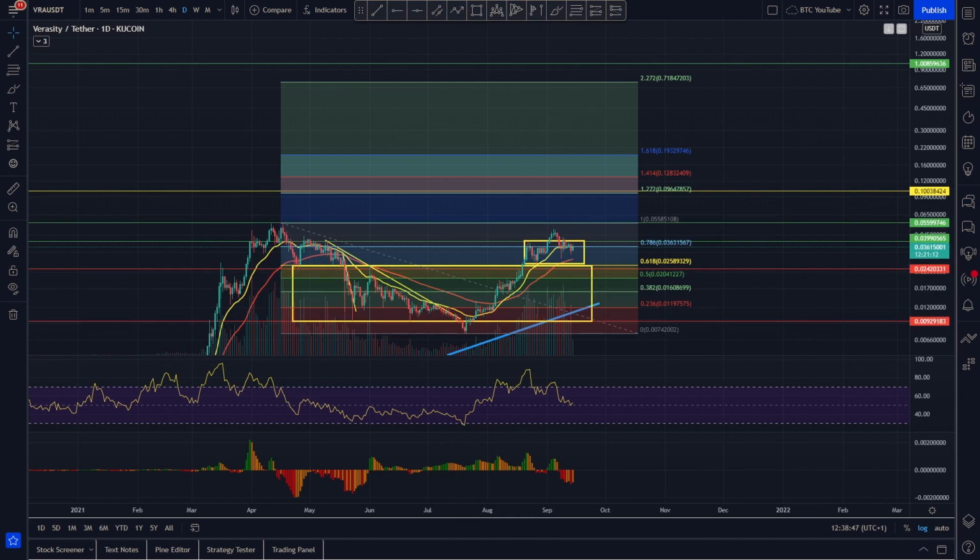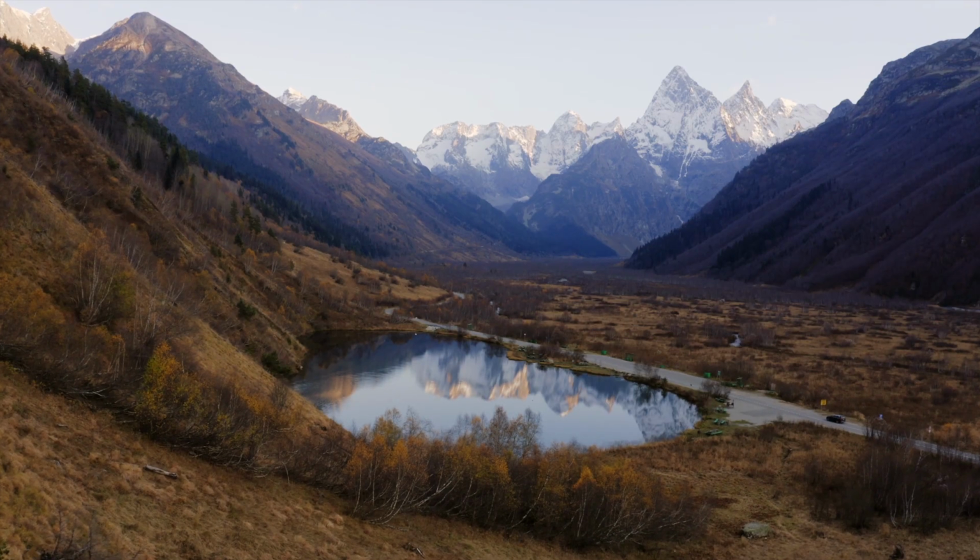You can see how quickly it's moved here. And if we do start to move up in a big way, we could be looking at some very nice price targets. So that's it, guys.